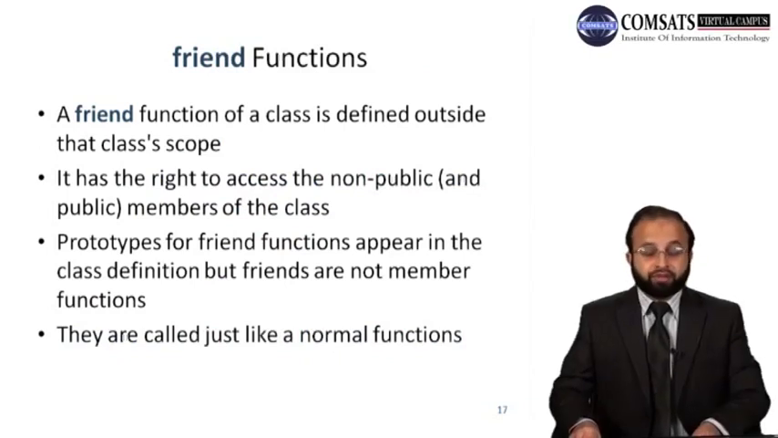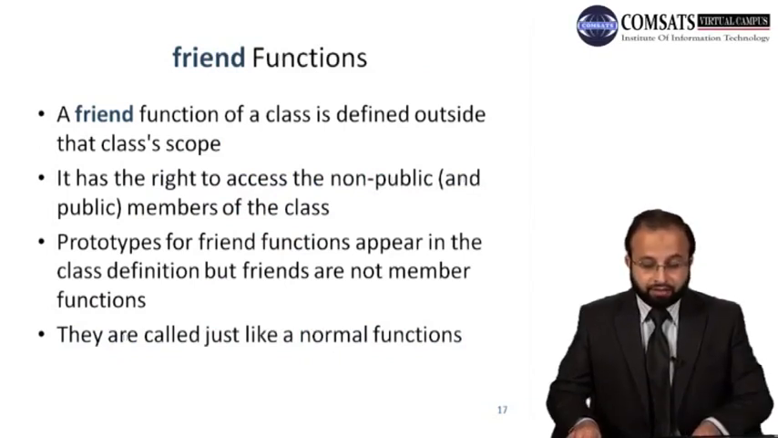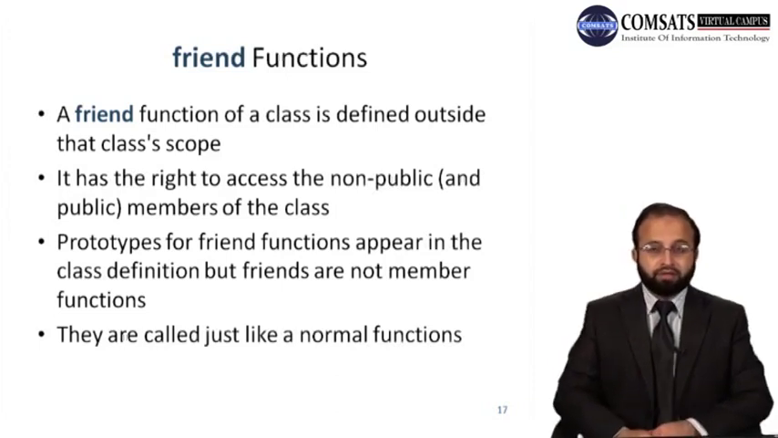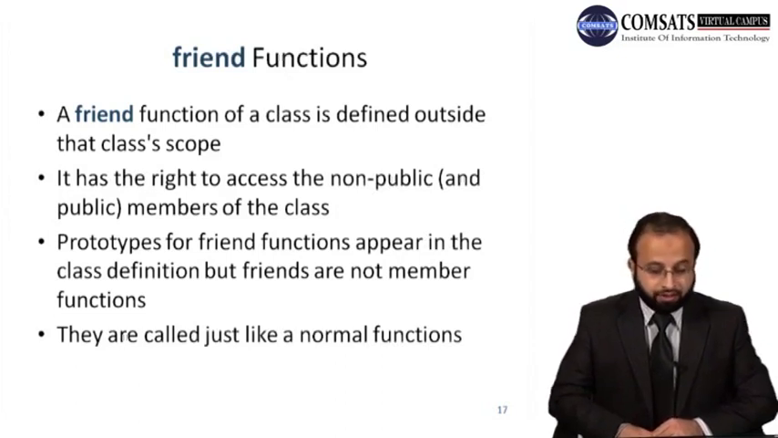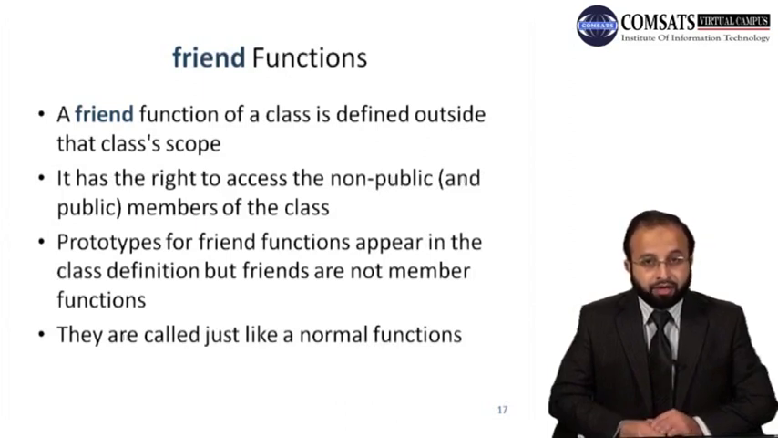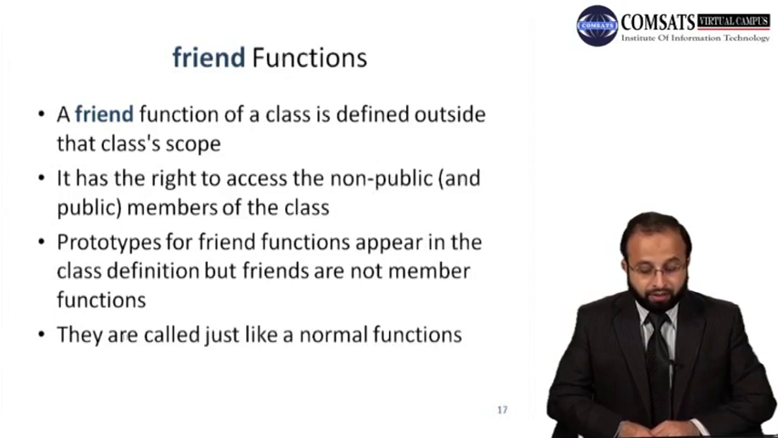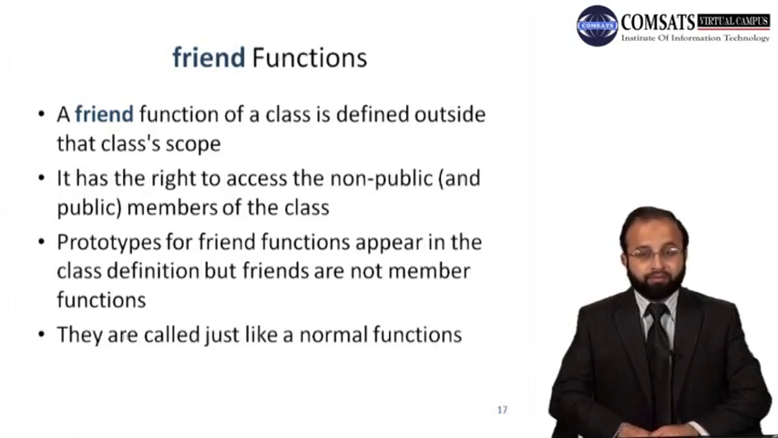Now let's see what a friend function is. A friend function of a class is defined outside the scope of the class. You have to tell through some mechanism that the function is a friend of a class, but the definition of that function is outside the class definition. It has the right to access the non-public and public data members or member functions of the class. The prototype of a friend function appears in the class definition, but friend functions are not member functions.